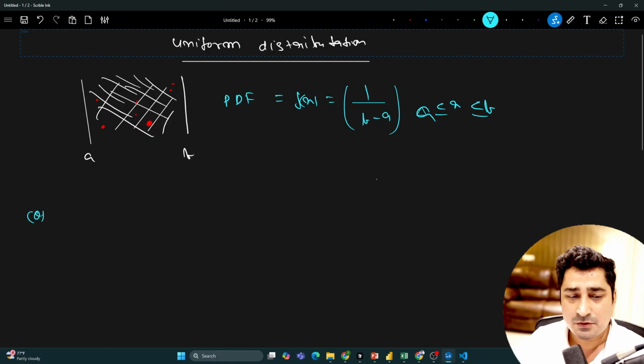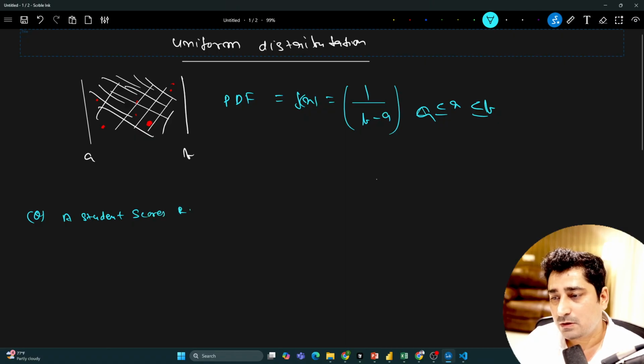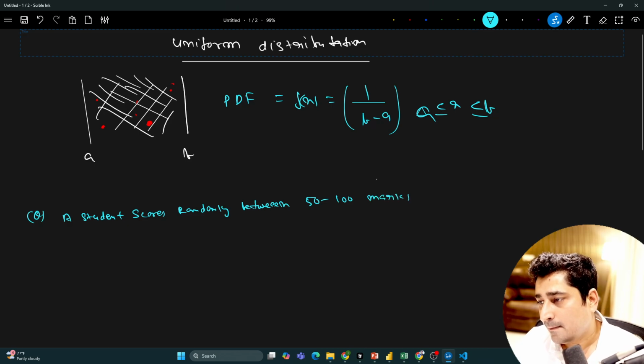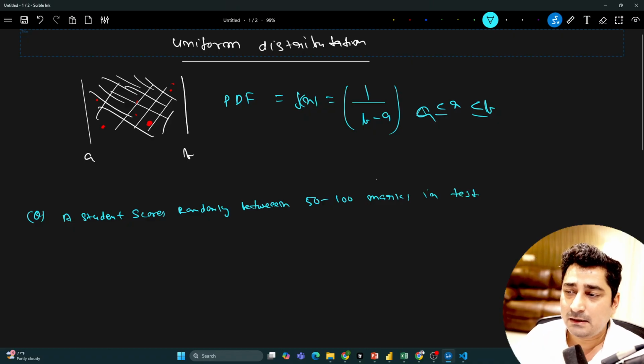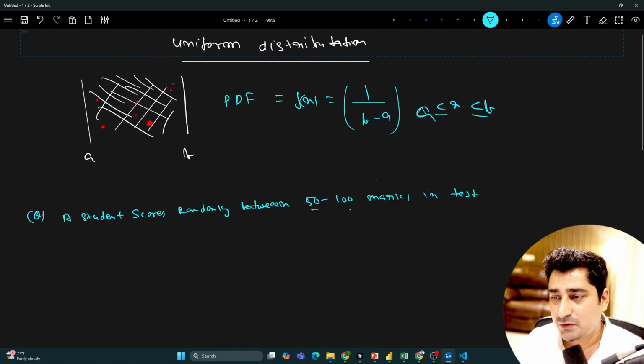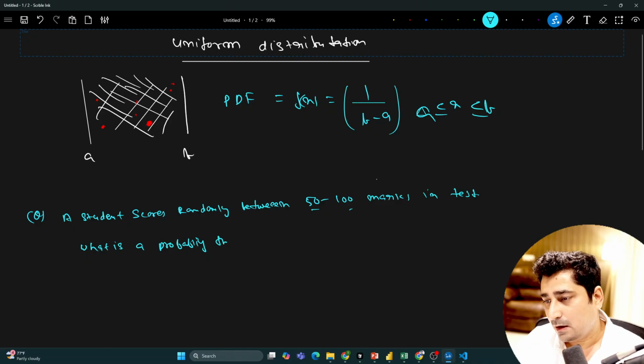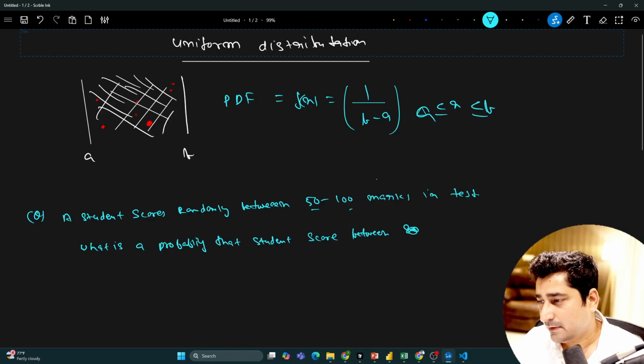So my question says that a student scores randomly between 50 to 100 marks in a test. So basically the range given to me is 50 to 100. Now, what is the probability that the student scores between 70 and 80? I can say that this 70 to 80 is falling within this range.